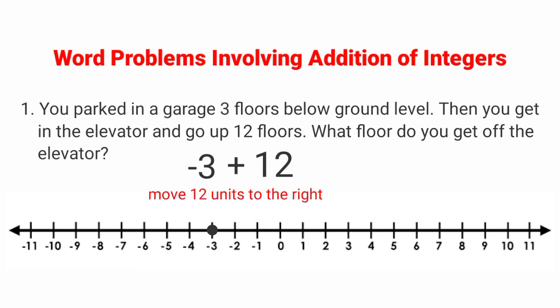That is, moving 12 units to the right from negative 3. 1, 2, 3, 4, 5, 6, 7, 8, 9, 10, 11, 12. And we ended up with positive 9. Therefore, we are on the 9th floor when we get off the elevator.